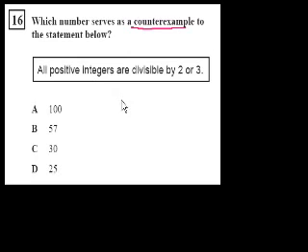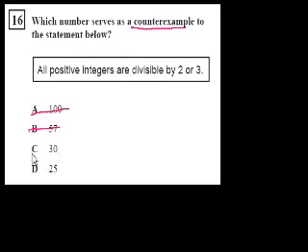So we just have to find a positive integer that is not divisible by 2 or 3, by neither 2 nor 3. Well, 100 is divisible by 2, right? So that's just another example of a positive integer that's divisible by one of these two. So it's not choice A. It's not a counterexample. 57 is not divisible by 2, but it is divisible by 3. 19 times 3 is 57. So it's not choice B. It's divisible by 3, so it's not that.